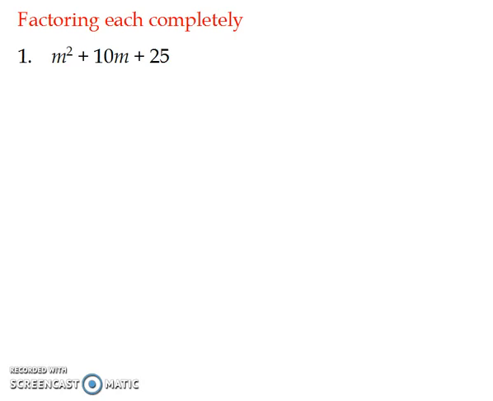So, for grouping, what we want to do is multiply A times C. Notice A, in this case, is 1. B is positive 10. C is 25. The first thing we want to do is multiply A times C. When we do that, 1 times 25 gives us 25. All right, so A times C is 25.